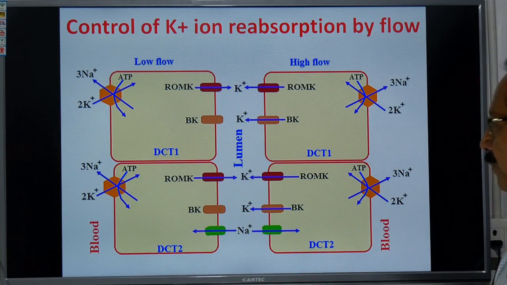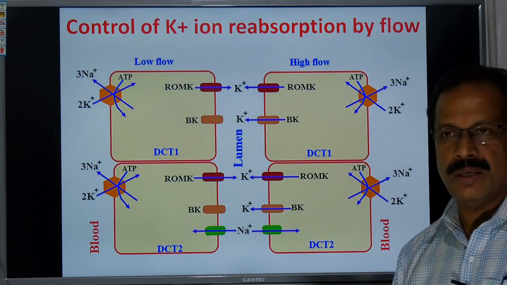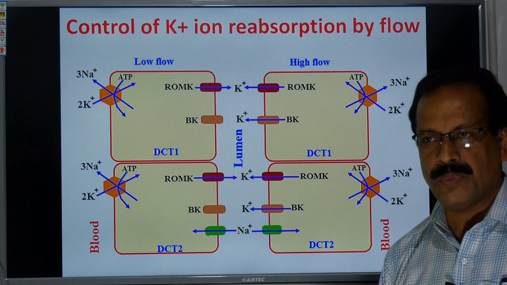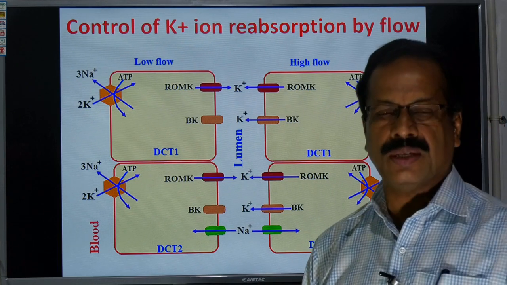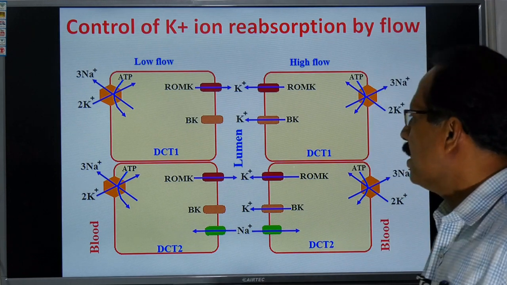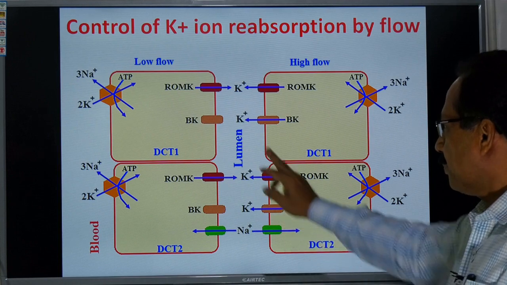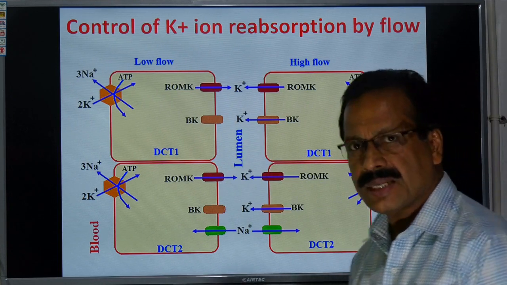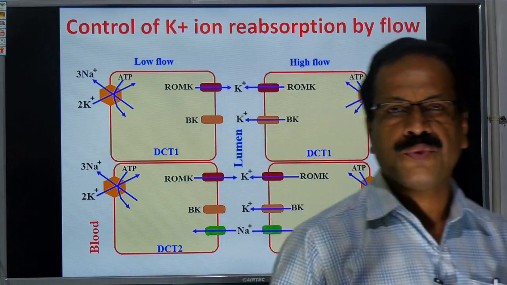And also high potassium concentration in the body, caused by intake of food containing high potassium. If you are taking food containing more potassium, this ROMK channel activity will be increased. So potassium is secreted in large quantity in the distal convoluted tubule. It is controlled by different mechanisms.